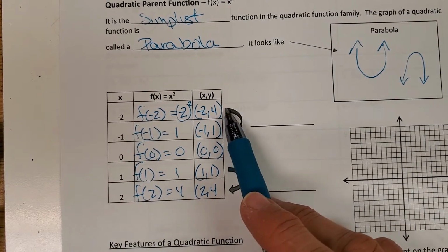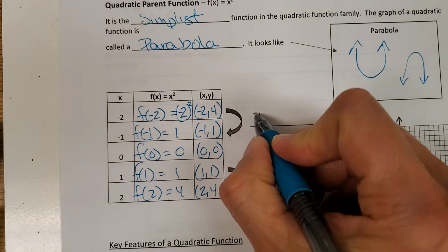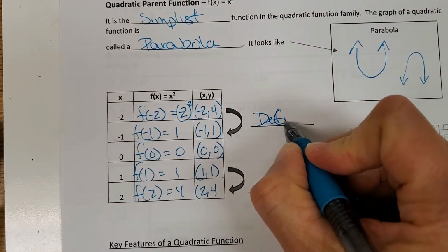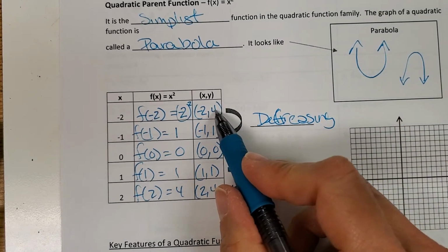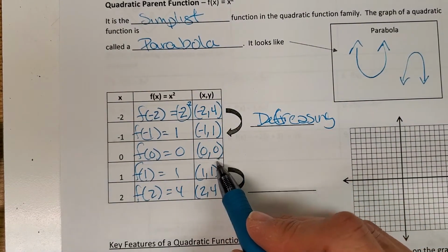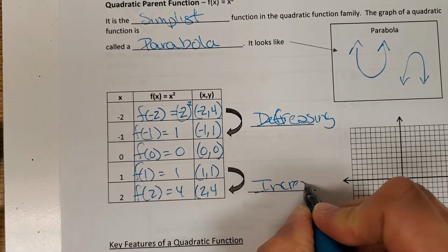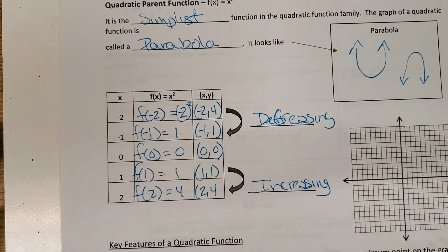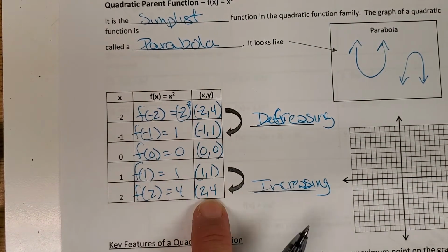What I want you to notice is that, first of all, it's decreasing here. Do you see that it's going down? It's decreasing here: 4, 1, 0, but it's increasing on this side. It goes from 0 to 1 to 4, so it's increasing. We're going to talk about increasing and decreasing in a little bit. But let's graph these points. So I'm going to graph all of these points over here.